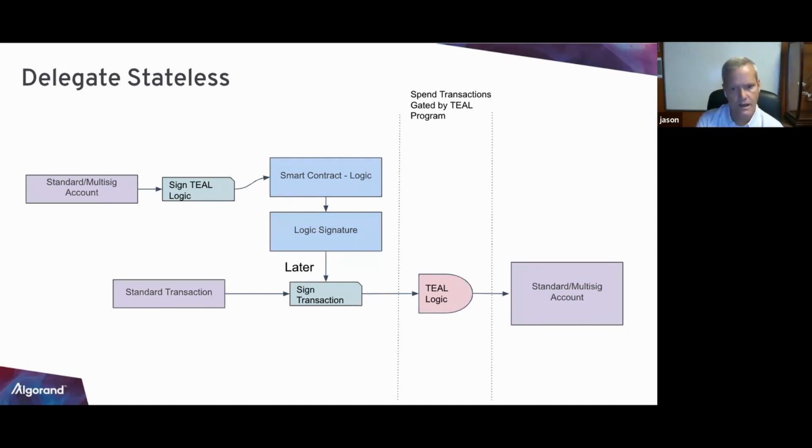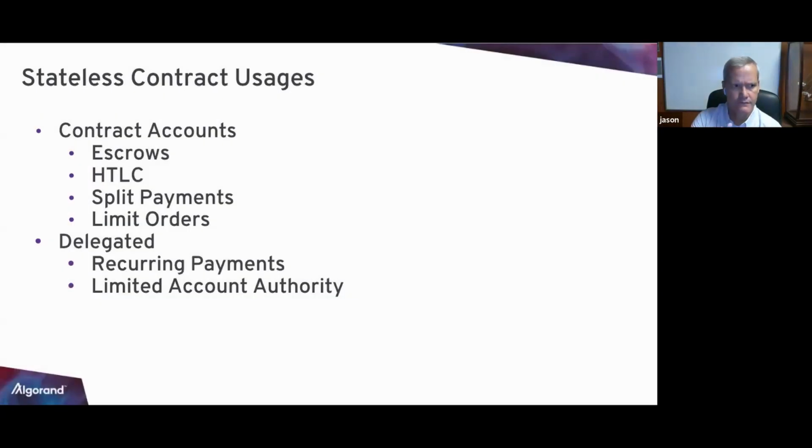You would write that into the logic, sign it with your private key, and give that logic signature to the power company, who would then submit on your behalf once a month. And then the logic would be checked to make sure they're not withdrawing more than they're supposed to. That's what we mean by a delegate smart contract. And so those are the two types of what we refer to as stateless contracts.